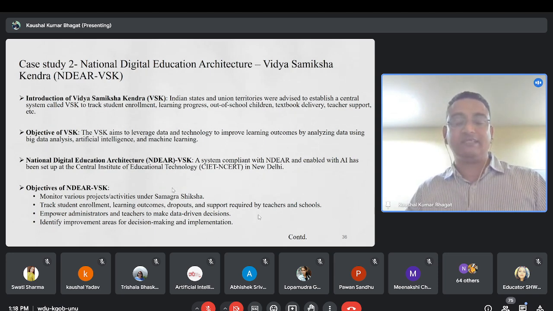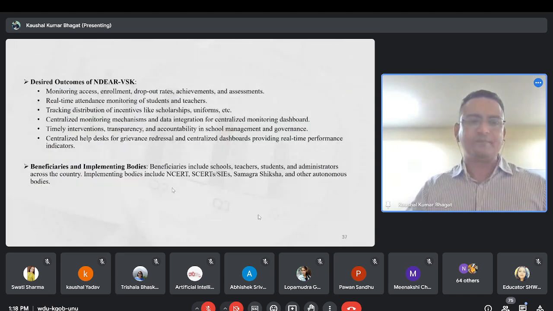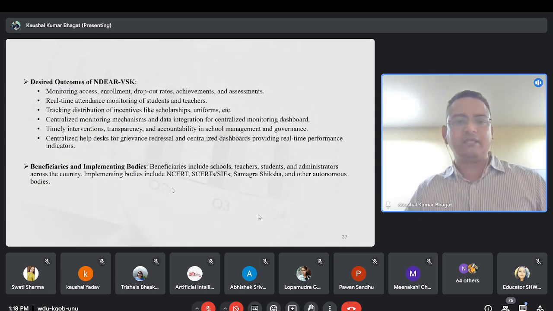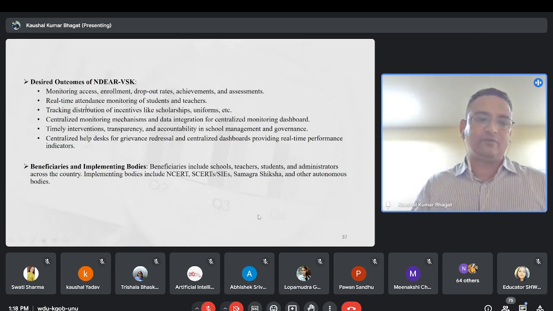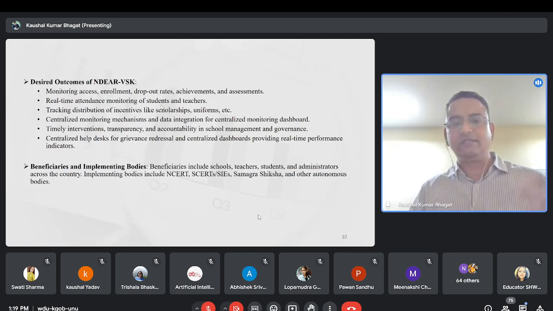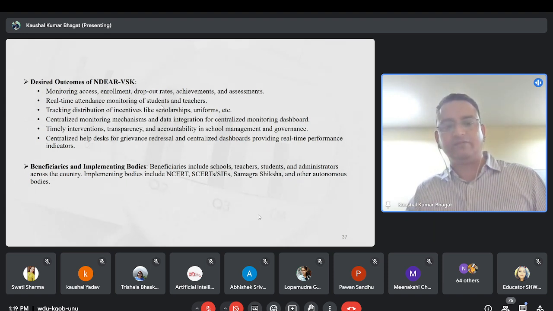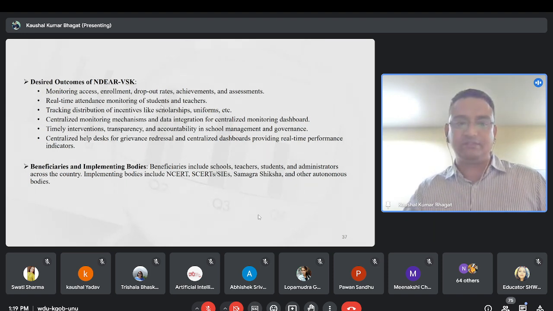So when you have this kind of data, you can implement and do the decision making process. They have different other types of things, like monitoring access, learning progress, a real time attendance system, and then tracking the incentives, like when we are giving scholarships, uniforms, all those kinds of things could be implemented. There are different beneficiaries, whether the schools, teachers, students, or administrators across the country.